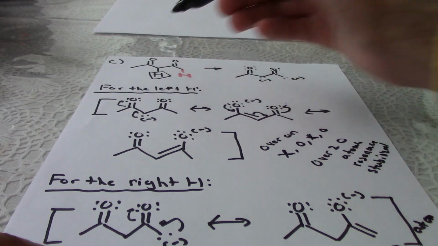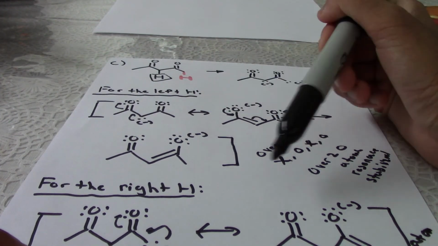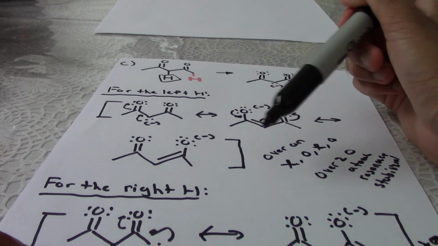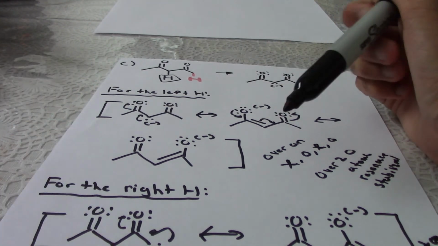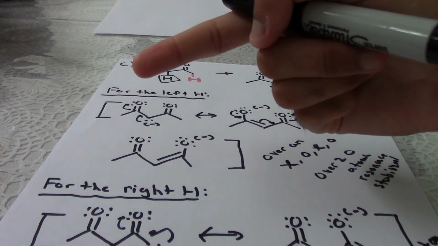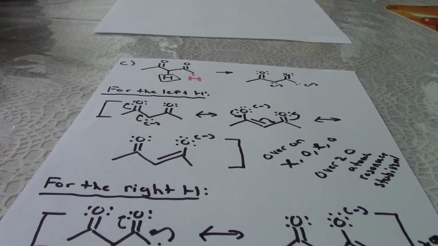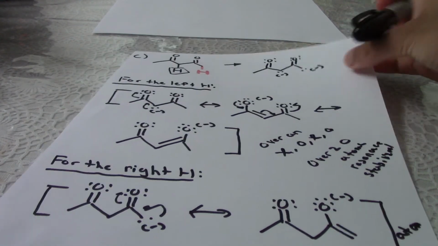So once again, it doesn't matter if this has more resonance structures than this. The only thing we care about is that this is resonance stabilized over two oxygen atoms, while this is only resonance stabilized by one oxygen atom. So that's why that is more acidic than this. And well, those are all the examples I wanted to cover today.